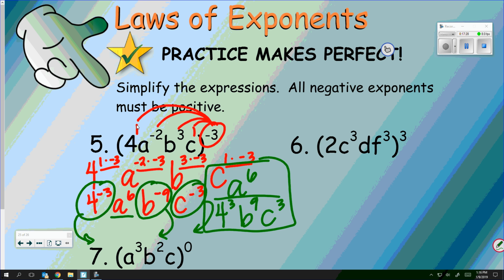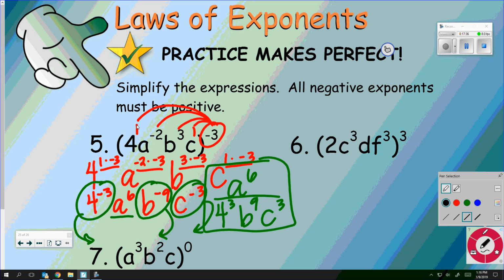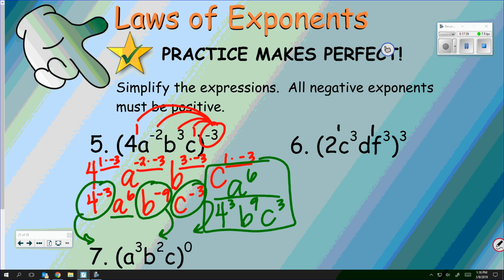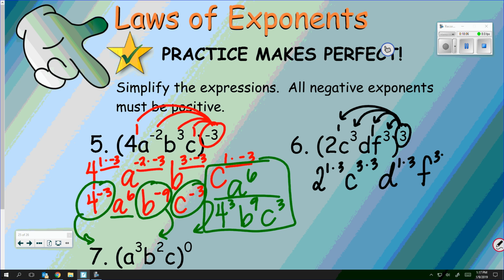Number 6. Okay, again, you're looking, do all of them have an exponent? The ones that do not, we're going to go ahead and we're going to add a 1. Then you're going to take this 3, and you are going to distribute it to each term. So you would have 2 to the 1st times that 3 distributed. C to the 3rd times that 3 distributed. D to the 1st times the 3 distributed. And F to the 3rd times the 3 distributed.